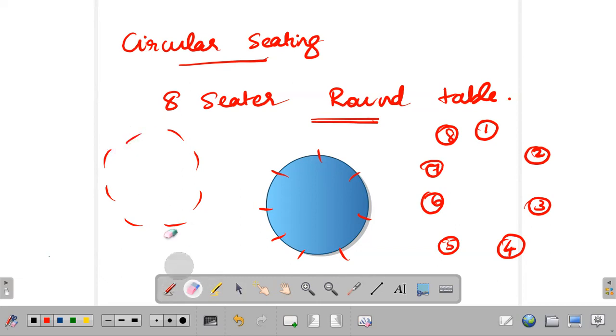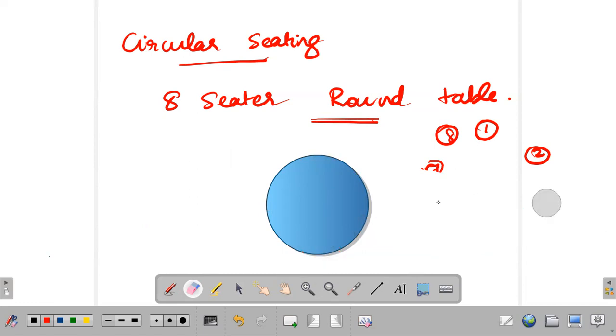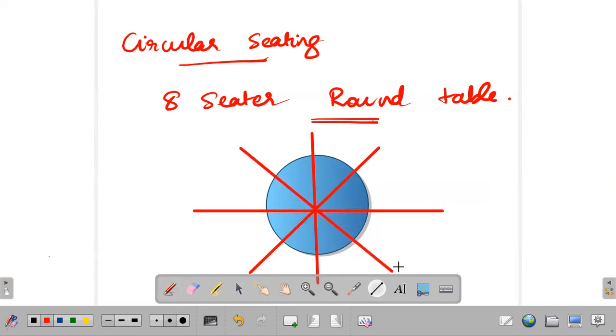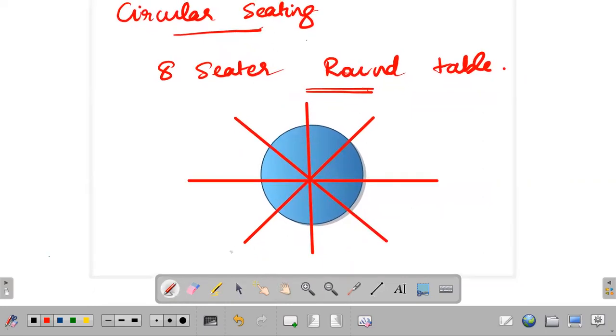But now, I do not want to say that whatever you have done is wrong. But let us follow a standard convention. Please listen carefully. For an 8-seater round table, it is always safe to draw like this: 1, 2, 3, 4, continue, 5, 6, 7, 8. Because this gives you a better clarity on who is sitting opposite to whom and other arrangements. So I am requesting you to follow this convention.